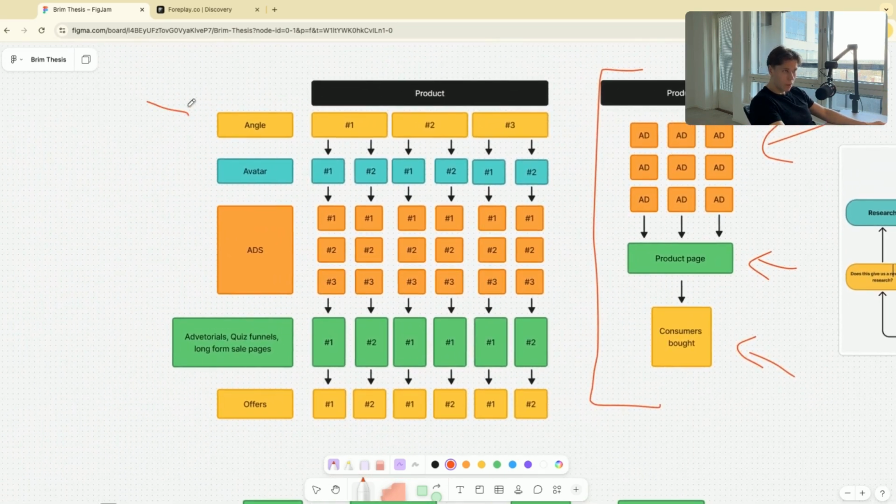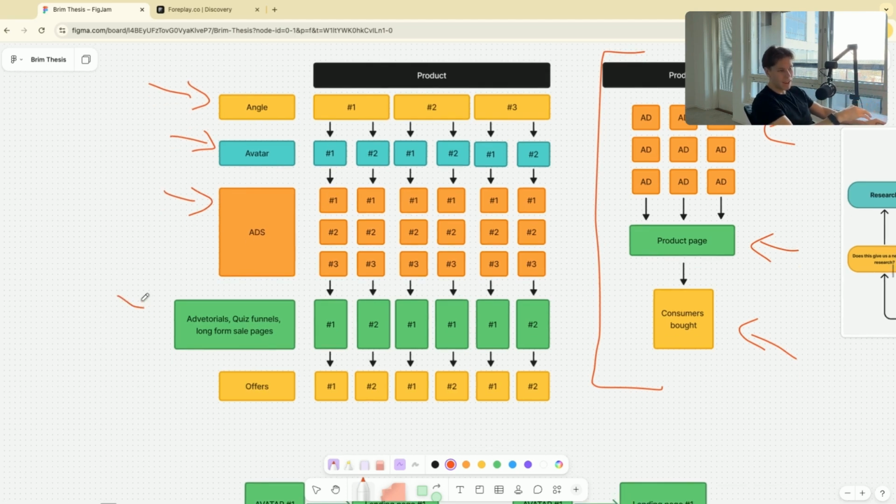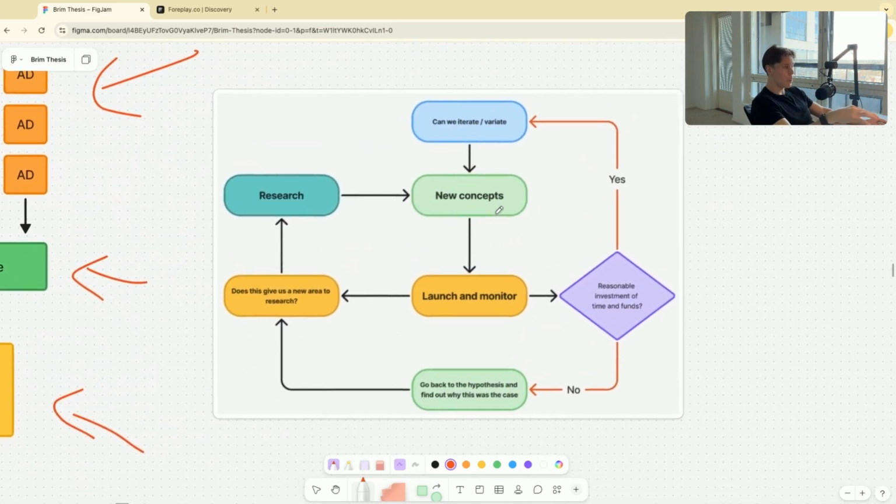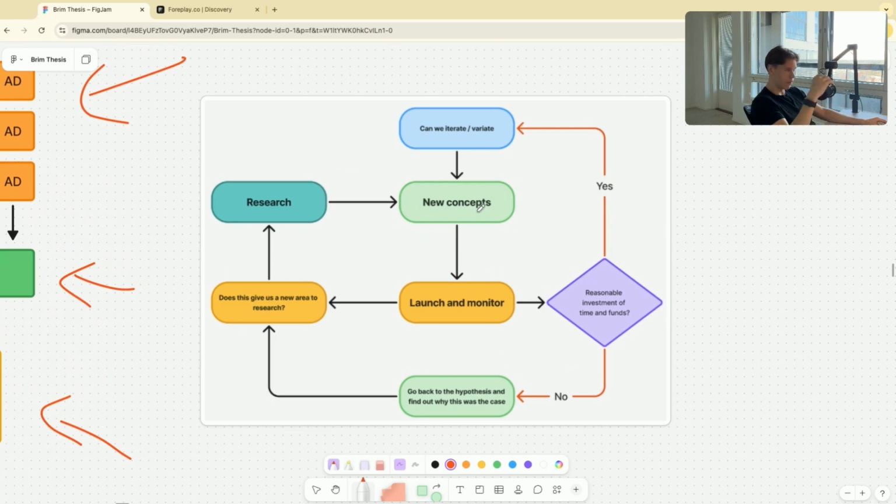You need multiple angles. So take all of your desires, break them down for different demographics, and make ads based on that angle and that demographic. So based on a desire or a pain and one demographic, make ads and then build advertorials, quiz funnels, or long form sales pages, not just regular product pages that are on your site. And if you really want to take things far, you need offers to test.